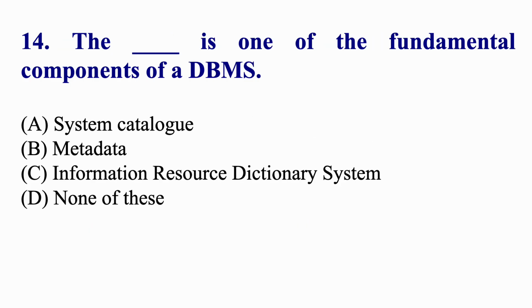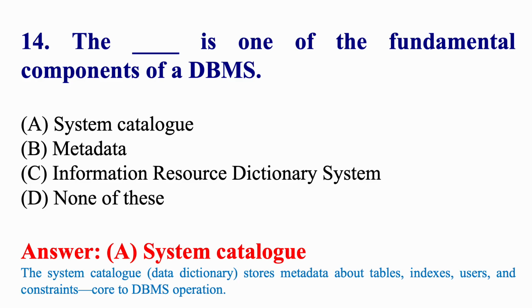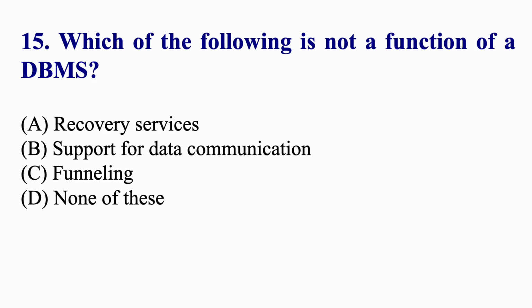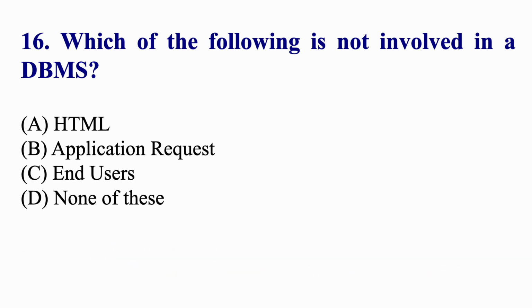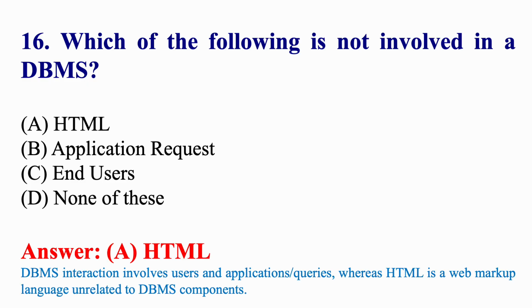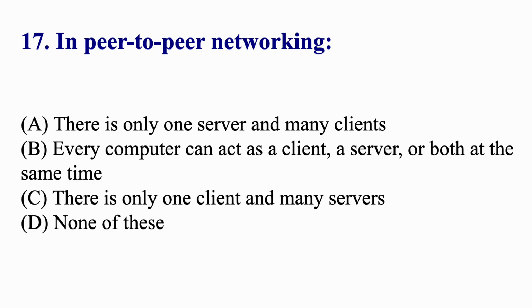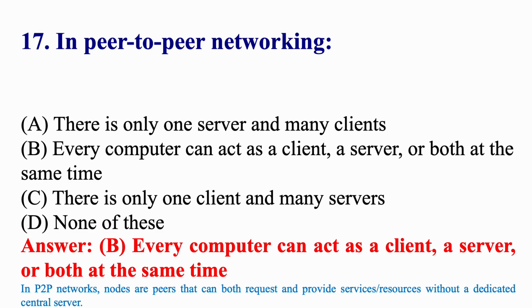The dash is one of the fundamental components of a DBMS system catalog. Which of the following is not a function of a DBMS? Funneling. Which of the following is not involved in a DBMS? HTML. In peer-to-peer networking, every computer can act as a client, a server, or both at the same time.